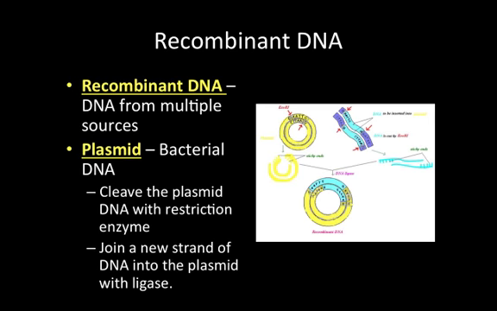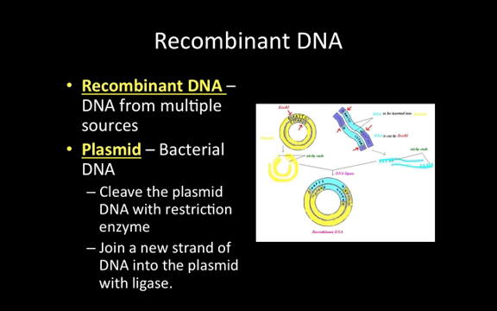Recombinant DNA is simply DNA that is found from multiple sources. So what we can do is take a bacterial plasmid, cleave the plasmid DNA with the restriction enzyme, so cut it, cut the DNA, and insert the new DNA inside of the bacterial plasmid, thus creating DNA that has the new gene inside of it.